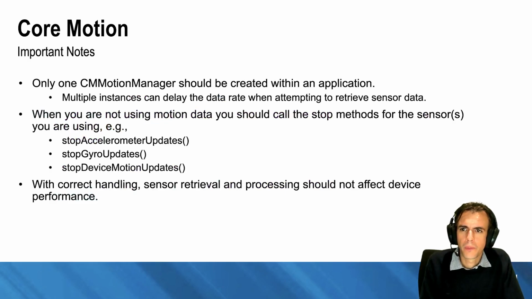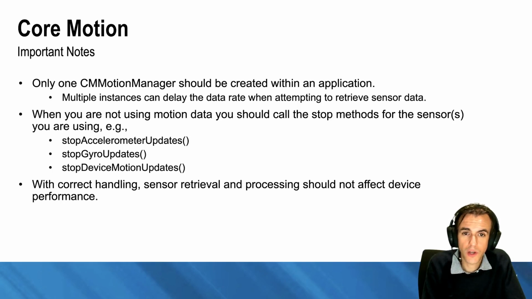Okay, so regardless of which sensor you're using, the documentation says that you should only create one instance of CM Motion Manager. This is because it does a lot of processing behind the scenes, and if you do create multiple instances of it, there's going to be a sort of unnecessary duplication of effort going on, and hence the delay in data rate when retrieving sensor data. The other part of this is, as I said, the drain on battery life.